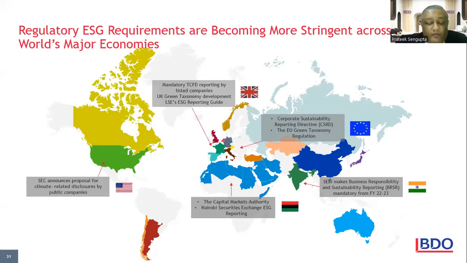If you look at Africa, I've already mentioned the Nairobi Stock Exchange reporting guidelines. Then there's also the Capital Markets Authority framework. And coming to India, we have our Securities and Exchange Board, who have made business responsibility and sustainability reporting mandatory from the fiscal year 22-23. This was progressively ramped up over the past few years to the point where now all the top 1,000 listed entities in India have to mandatorily publish their business responsibility and sustainability report.